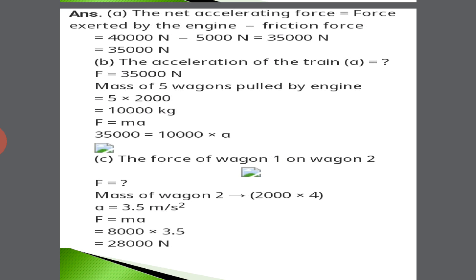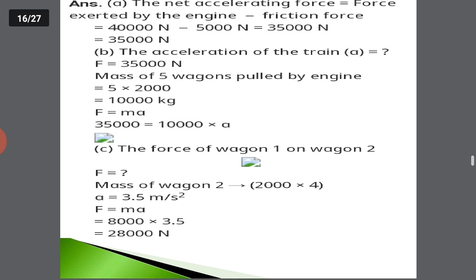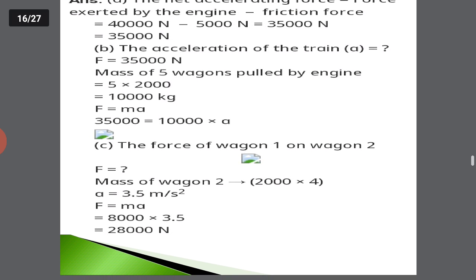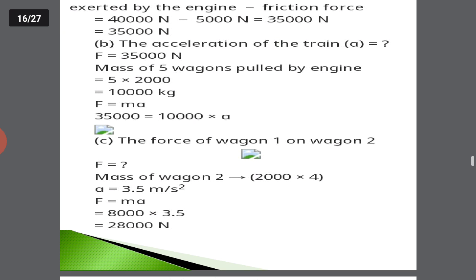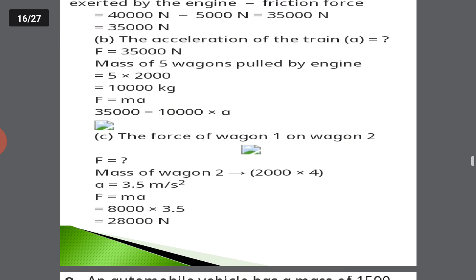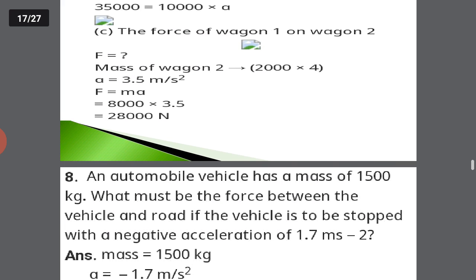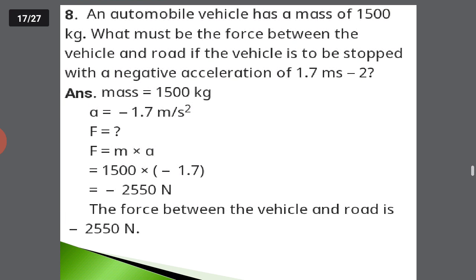Got it? Now the force of wagon 1 on wagon 2. Mass of wagon 2, 2000 into 4, it is 8000. a is 3.5 meter per second square. So F is equal to m into a, it is 28,000 Newton. Got it? Let's move to next question.